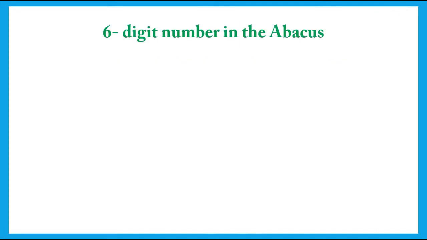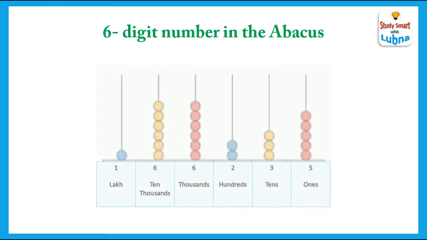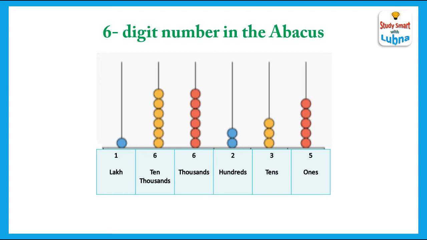6-digit number in the abacus. Let us look at the example. Here you can see an abacus is given, and in this abacus few of the different color beads are attached with the rods. In the first rod we are having 5 beads, then 3 beads, 2 beads, 6 beads, again 6 beads and the 1 bead. So these are the number of beads attached with the abacus. Or we can also say that this is the number.